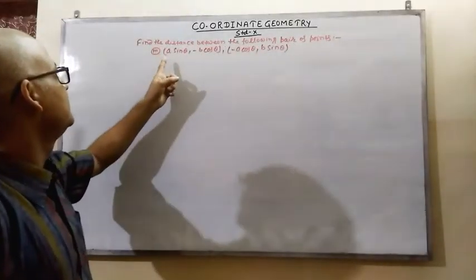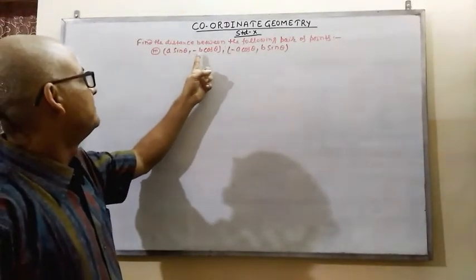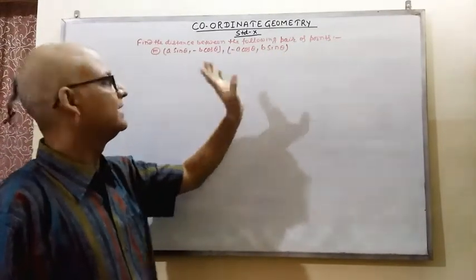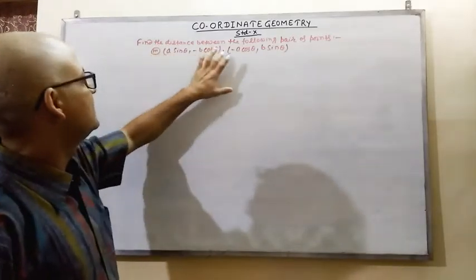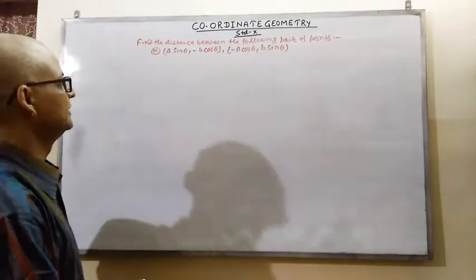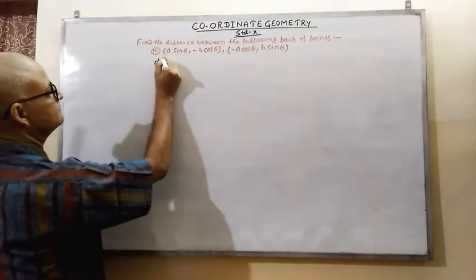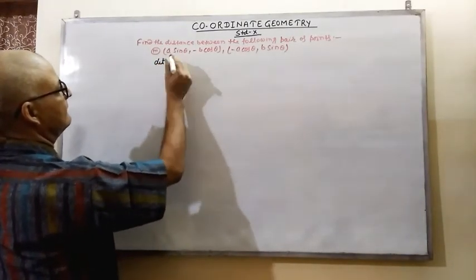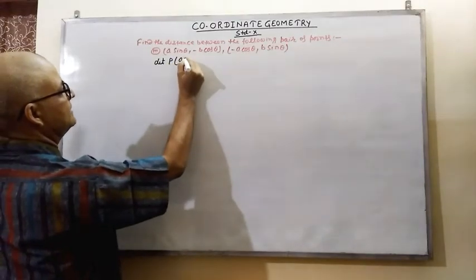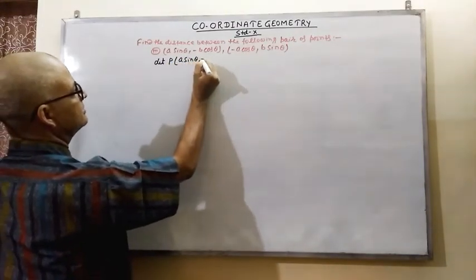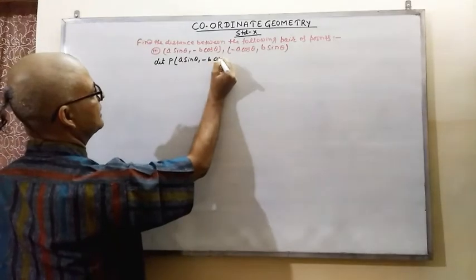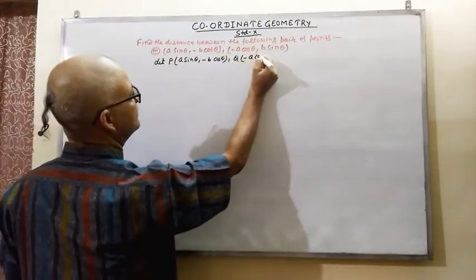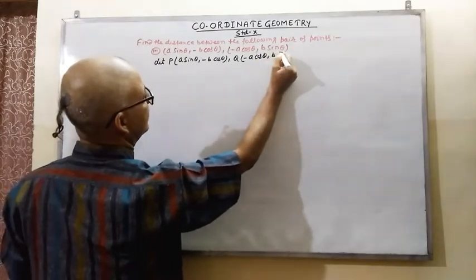Now the third question you see: a sin theta, minus b cos theta and a cos theta, b sin theta. Again here the name of the coordinate is missing. So first we will suppose it. Let P be a sin theta, comma minus b cos theta, and Q be minus a cos theta, b sin theta.